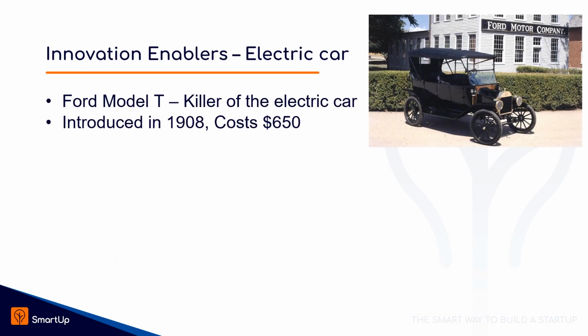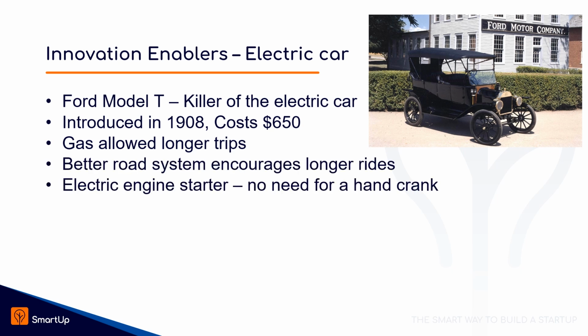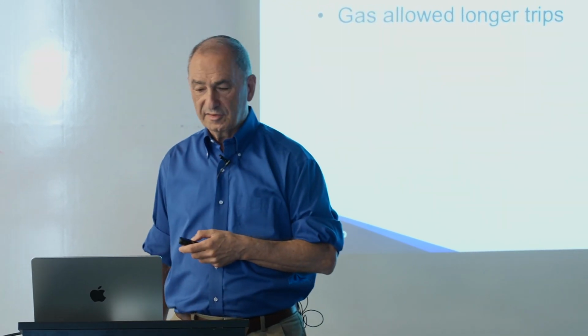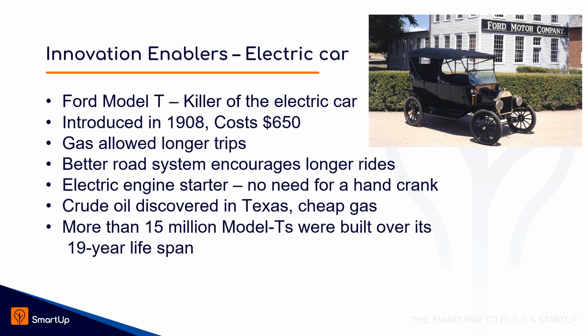What happened? Mr. Ford, Henry Ford, came, and he was the killer, as if he went with a machine gun and killed it, but he did it nicely. He introduced the Model T in 1908. The cost was much, much lower, as you can see, almost a third of the price. Because it was fueled by gas, the range was much bigger. The road system had grown, so people could take longer rides, because when you don't have roads, you don't care about how far you can go. You go in the neighborhood anyway. And you didn't have to crank the car to start it, like you can see in the movies. There was the electric starter. And crude oil was discovered, so oil was cheap, and 15 million Model Ts were built, and the electric car disappeared.